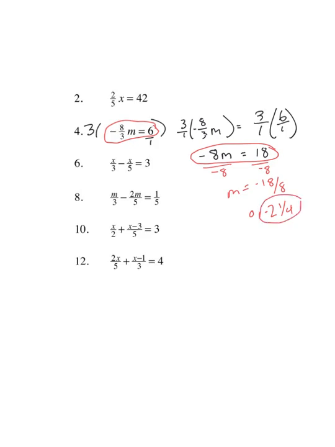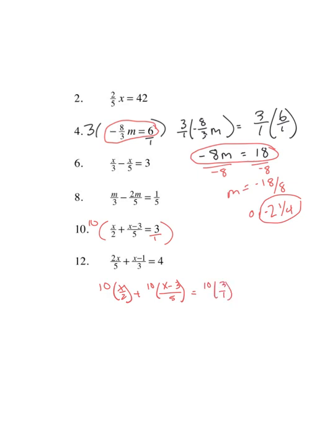Another example, number 10. I have x over 2 plus x minus 3 over 5 equals 3. So if my denominators are 2, 5, and 1, my least common multiple, or least common denominator, is going to be 10. So I'm going to multiply everything by 10. So I have 10 times x over 2 plus 10 times x minus 3 over 5 is equal to 10 times 3.